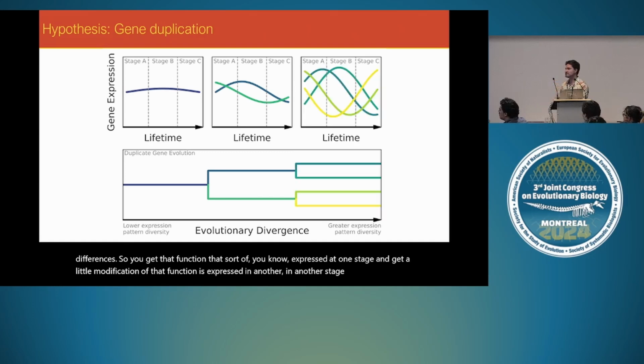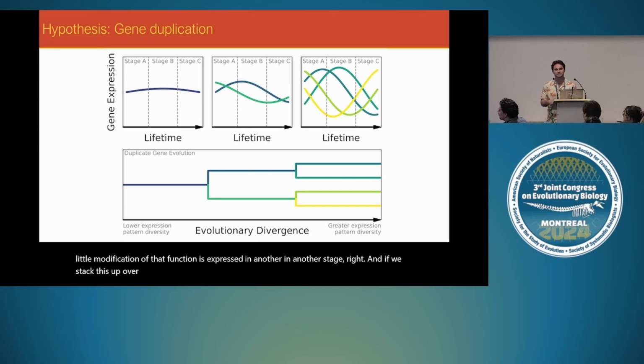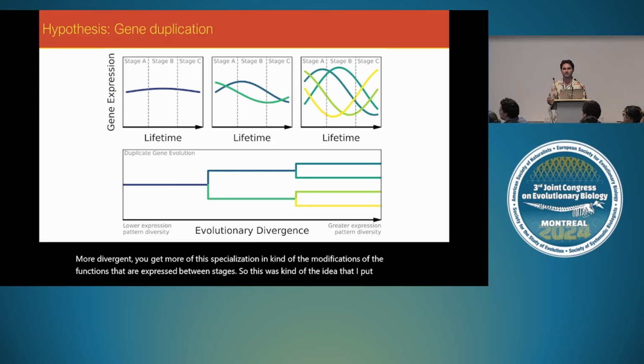And if we stack this up over evolutionary time, we start to see more duplication, more divergence, and more specialization in the modifications of the functions that are expressed between stages. So this was the idea that I put together. I thought, if this is how it works with how you get differences between cells, then maybe that should scale up to be how you get differences in the phenotypes expressed at the organismal level.